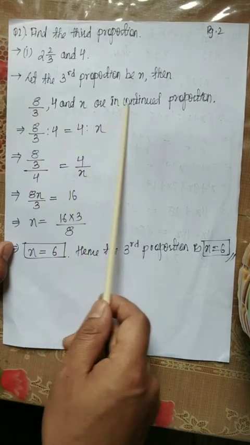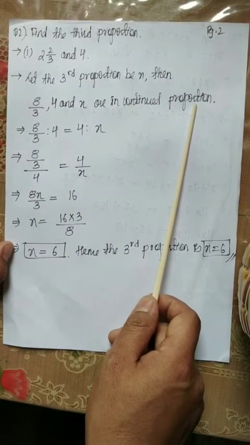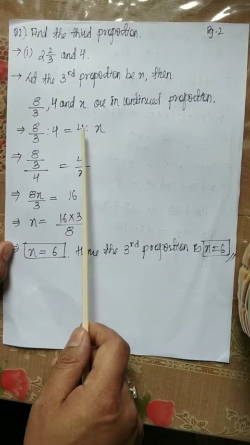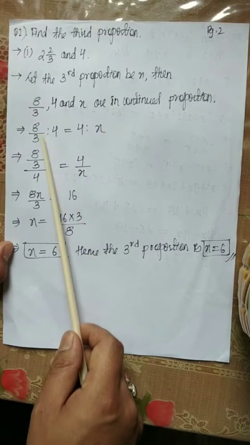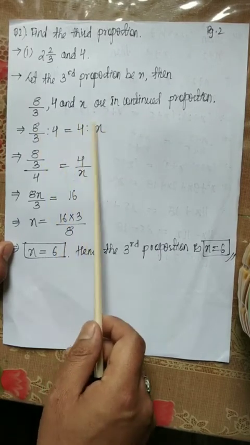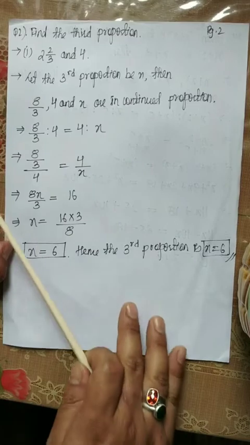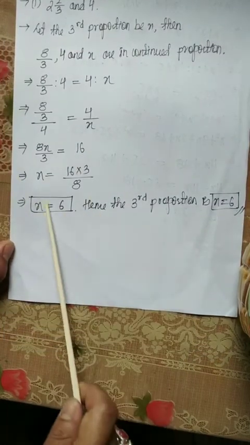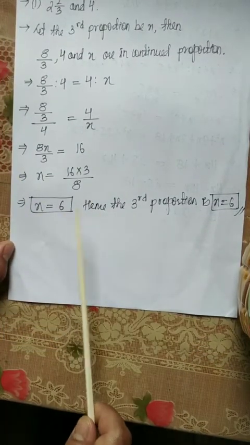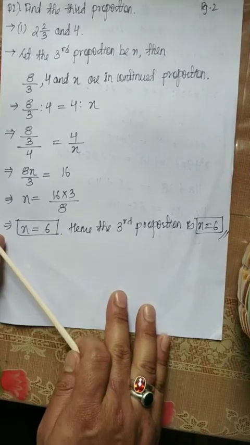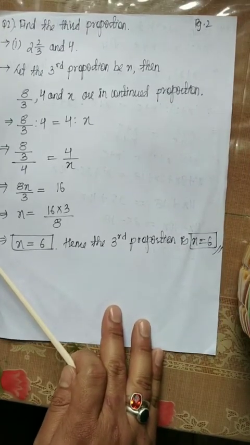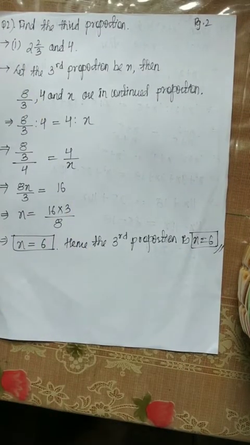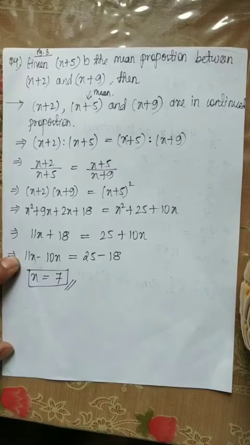Let us assume the third proportion be x. Then these three numbers are in continued proportion. So first is to second equals second is to third, that is this by this equals this by this. You do the cross multiplication, cancel it out, and you get the value for x. x equals 6. So hence the third proportion is 6. Everything's simple and clear. Pause the video to note down.